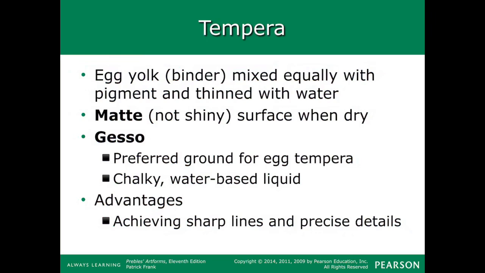Another painting medium is tempera. Tempera is a painting medium that uses egg yolk as a binder. It is mixed equally with pigment and thinned with water. When it comes to tempera paint, the quality is more on the matte side. In other words, it's not shiny, especially when it dries.